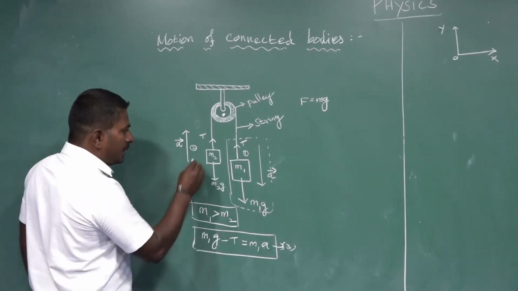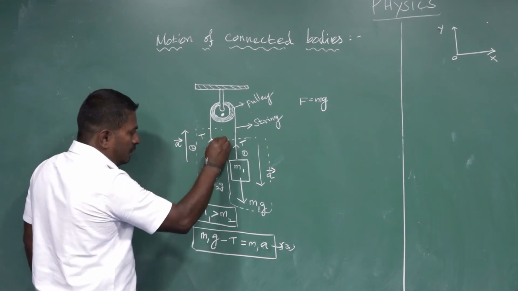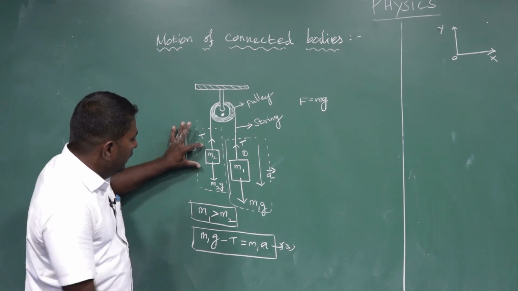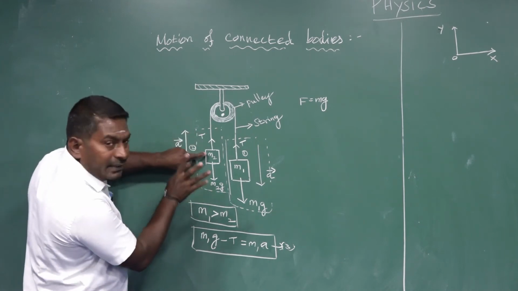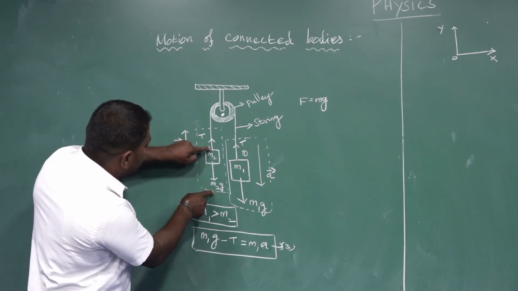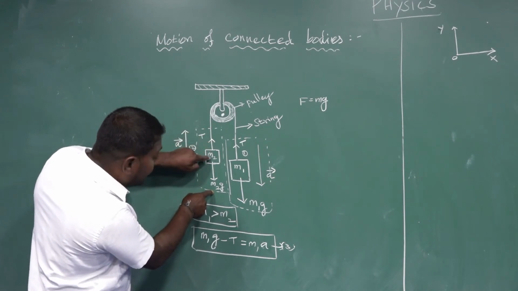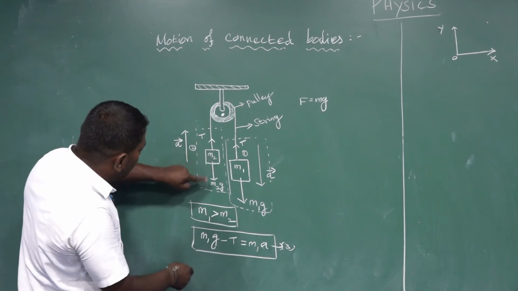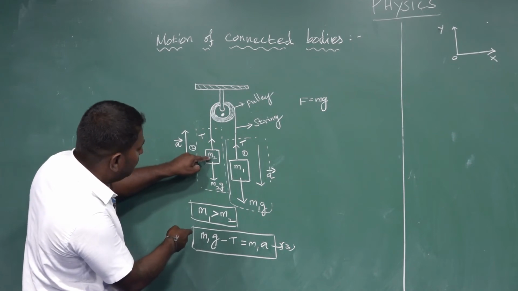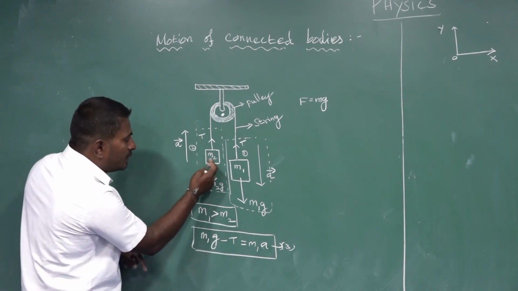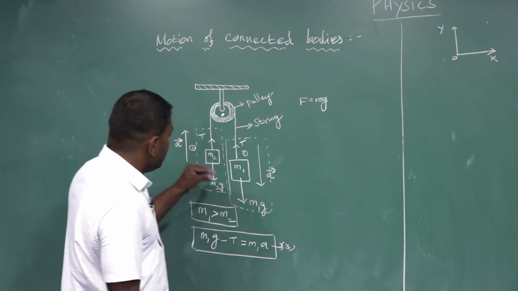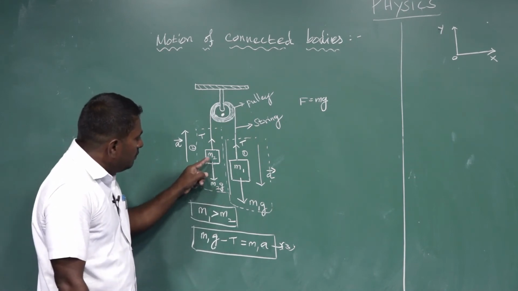Then coming to the other side, the block of mass M2 experiences two kinds of force. One is the gravitational force acting vertically downward, and the other is the tension in the string acting vertically upward on the block of mass M2. Of these two, the tension force is greater than the gravitational force experienced by the mass M2. That is why the M2 block accelerates vertically upward. Now we see the free body diagram for the block of mass M2.